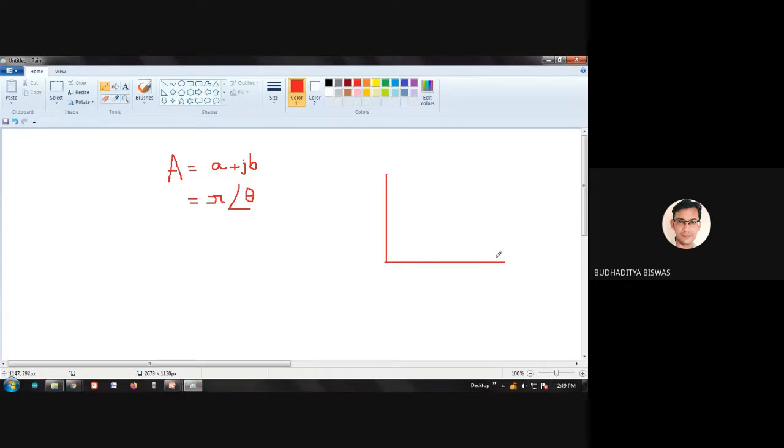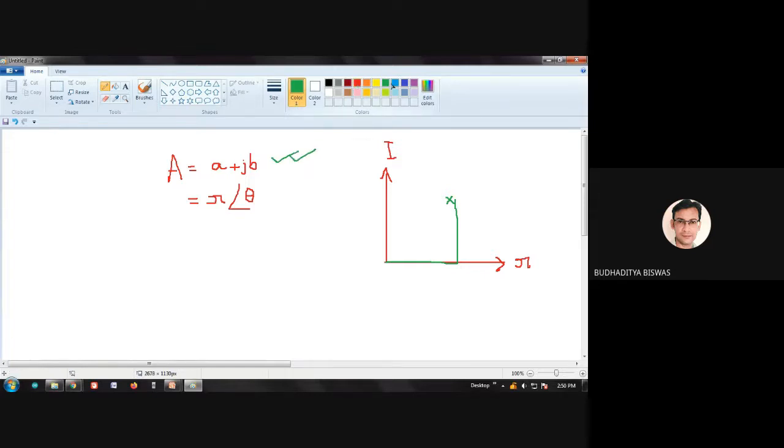Because if this is the real axis and this is the imaginary axis, then suppose this is a number, so that number may be represented like this. From the origin, first we move a, small a, then we move along the imaginary axis b. In this way you can reach this point. This is called the Cartesian representation or rectangular representation.